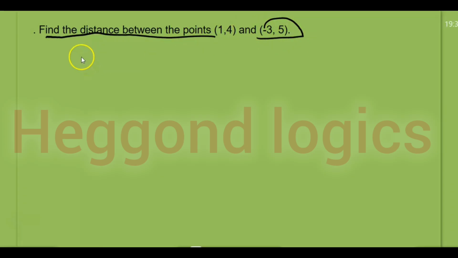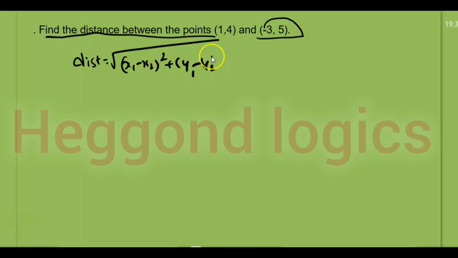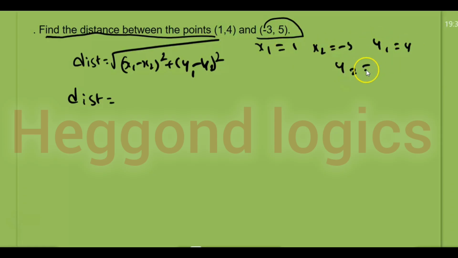By using the distance formula, distance is equal to the square root of (x1 minus x2) whole square plus (y1 minus y2) whole square. By using this formula, solve the question. Here x1 is equal to 1 and x2 is minus 3, and y1 is 4 and y2 is equal to 5.